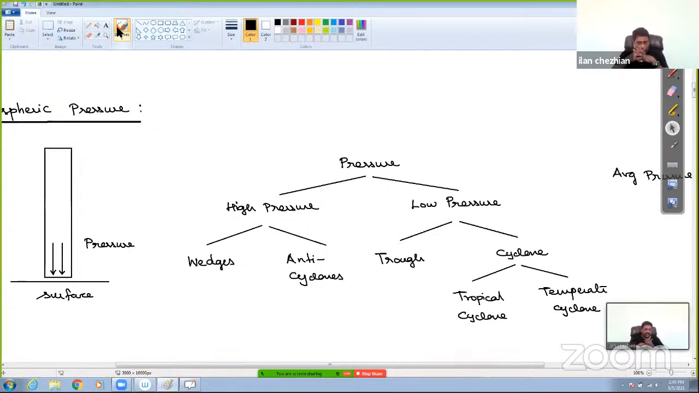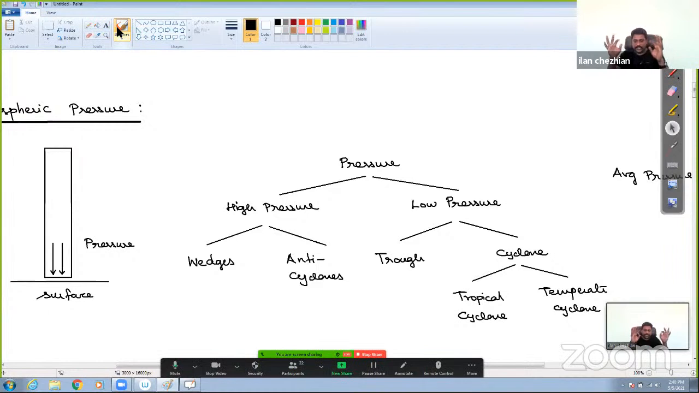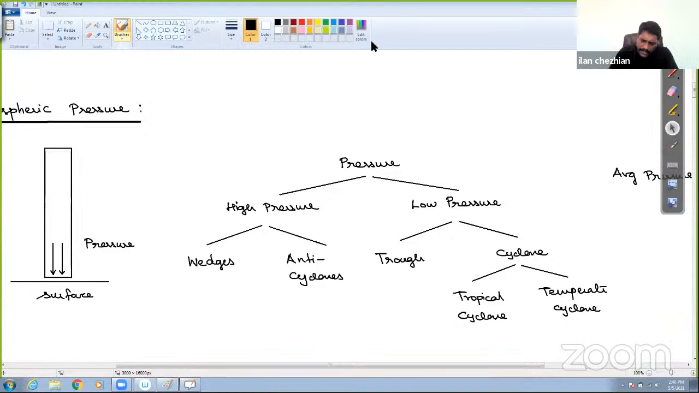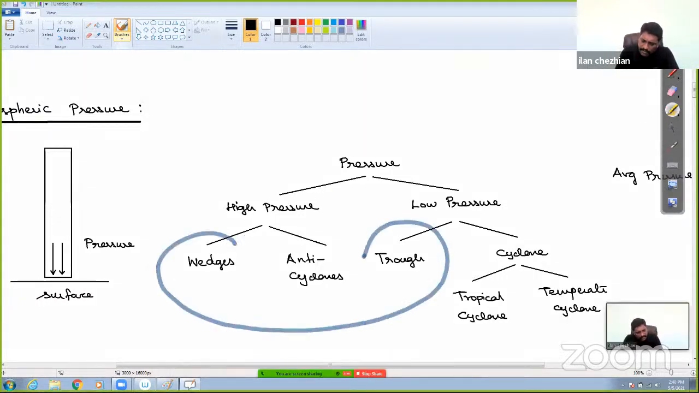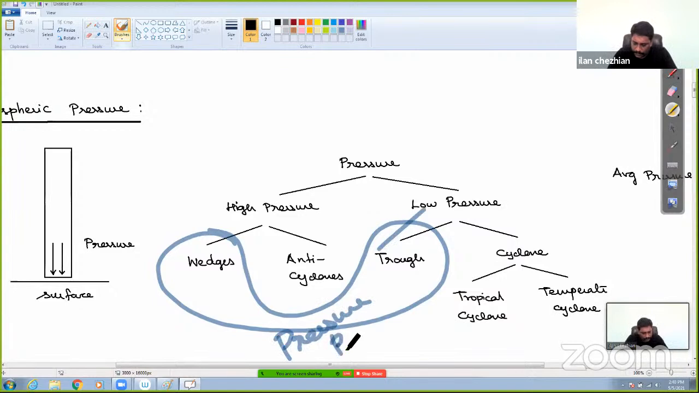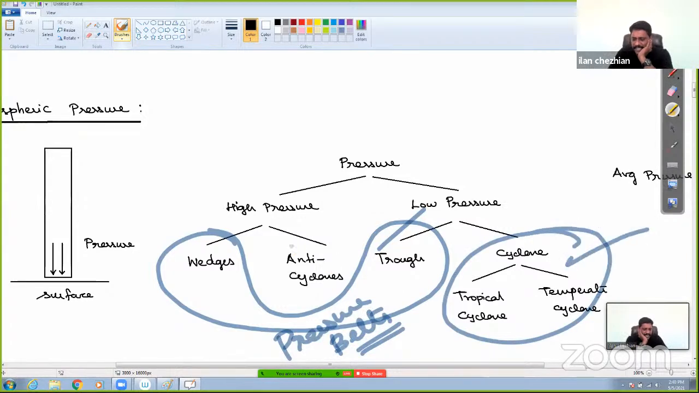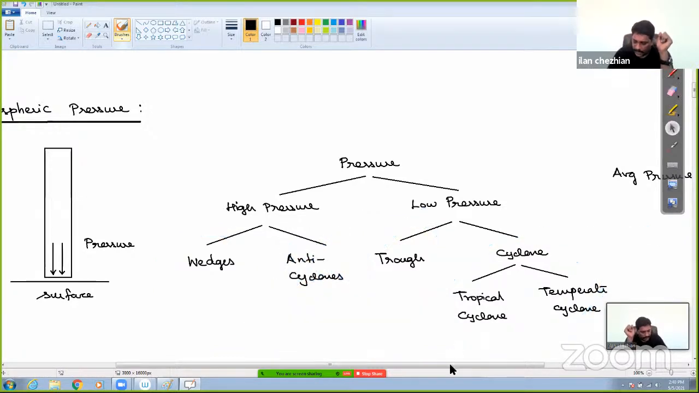And my friends, we have to study these pressure systems. Different pressure systems of the world we have to study. First, we'll discuss some of the very important wedges and troughs of the world, which we very popularly call pressure belts. Then we'll talk about cyclones in later studies. Anticyclones we are not going to study, as they are not part of our syllabus.